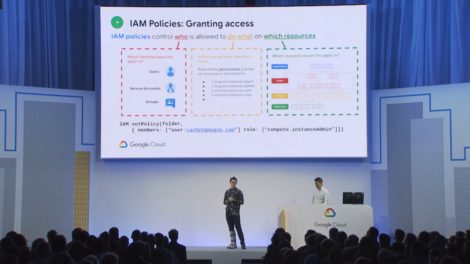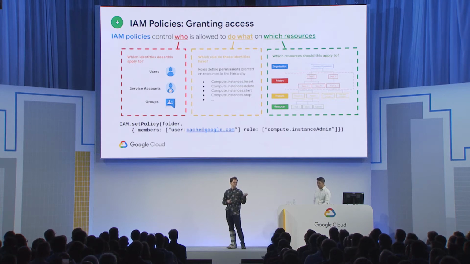So this is the basic idea for an IAM policy. It's a statement of who has access to do what to your resources. Again, here's an example set policy command where we're setting the policy of a folder. We're granting a single user, cache@google.com, the ability to administrate compute instances at that folder and below that folder in the hierarchy.